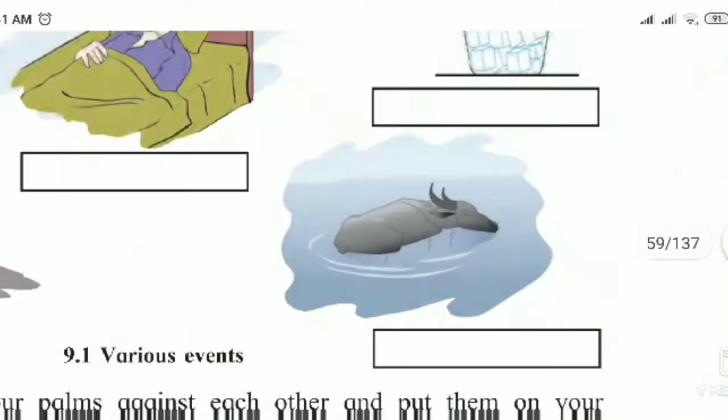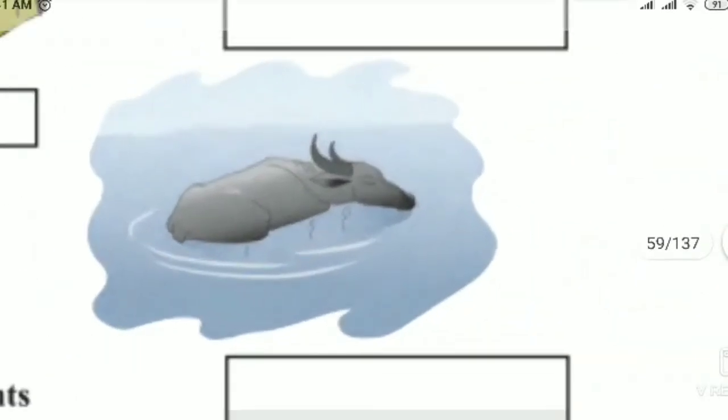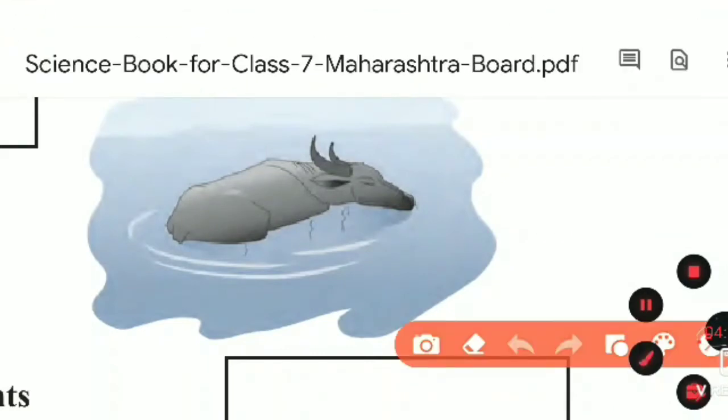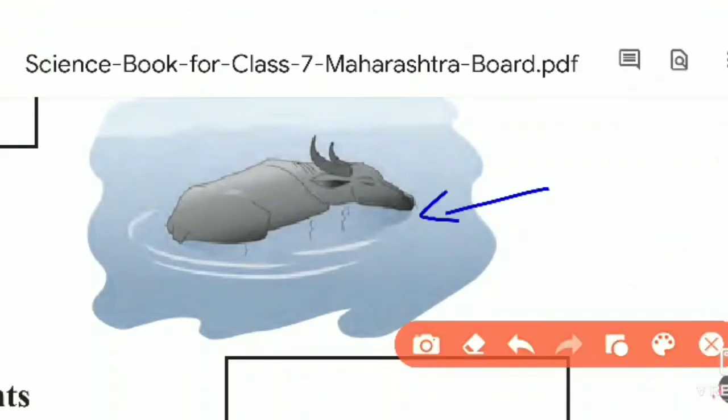Next picture, here there is a buffalo. This buffalo is taking a bath in water, which we call dumbane in Marathi. Why does the buffalo enter the water? In the summer season, this buffalo's color is black, as you know.